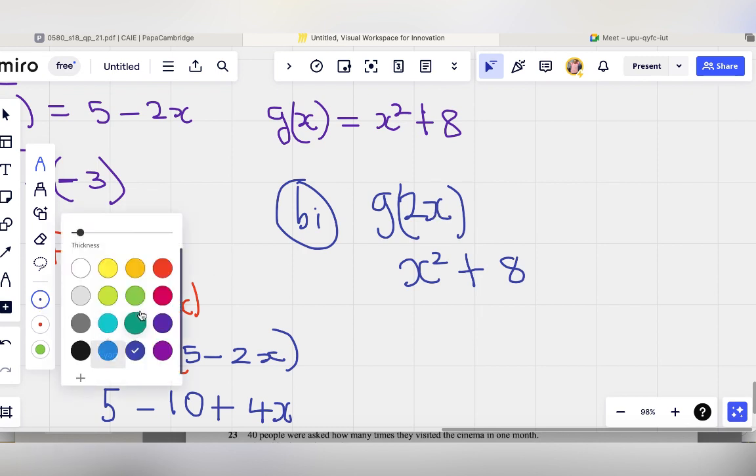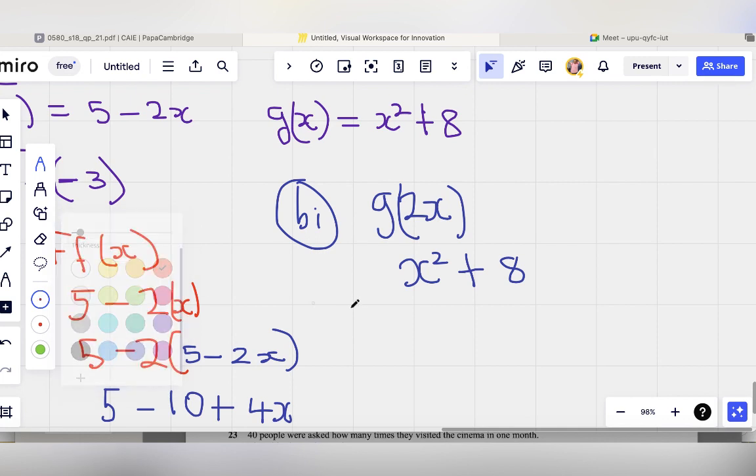Substitute it with 2x. So I'm going to put here, in place of x, 2x, before I square it. And then as we square it, we say plus 8. Then the rest is just for you to simplify.